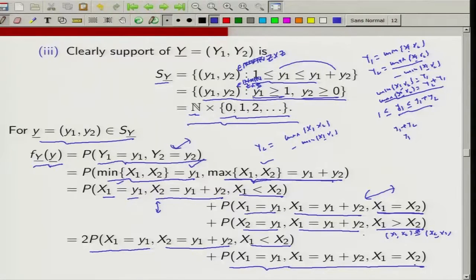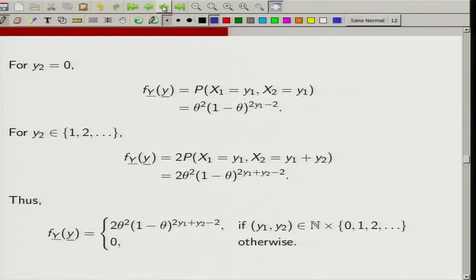Now, here note that my y2 can be 0 also. If y2 is 0, then x1 is the same as x2, and x1 equal to x2 and x1 less than x2 cannot happen simultaneously. So, this probability would be 0. So, that means the case y2 equal to 0, I will have to consider separately, and y2 equal to 1, 2, and so on separately.